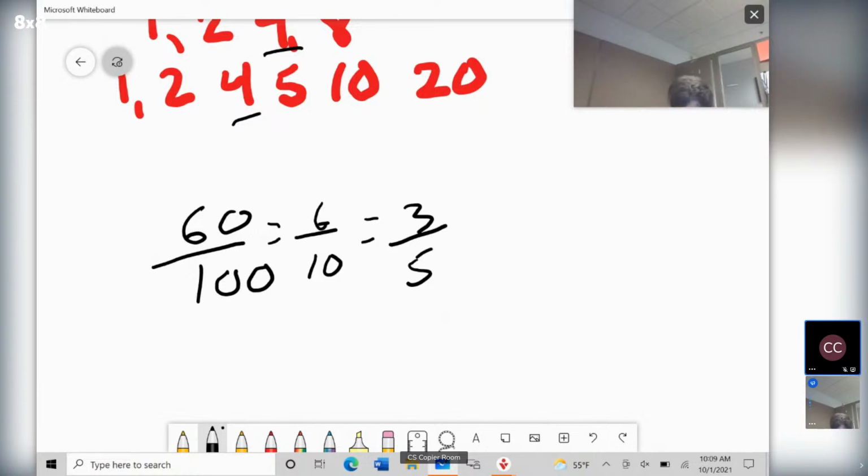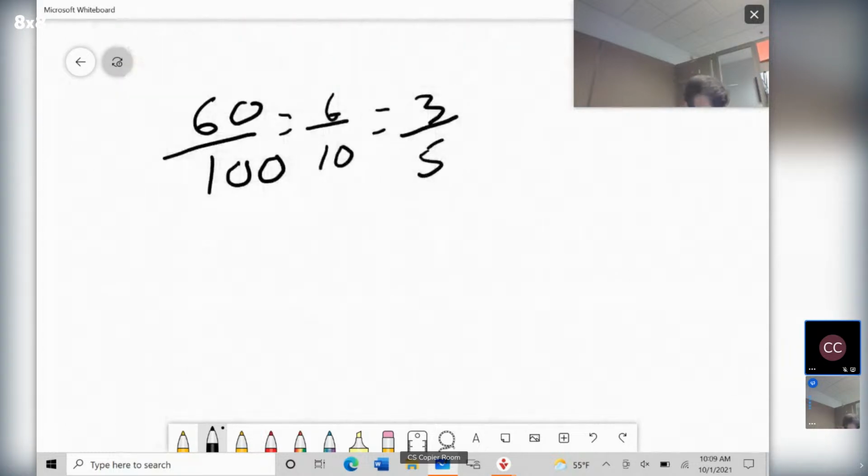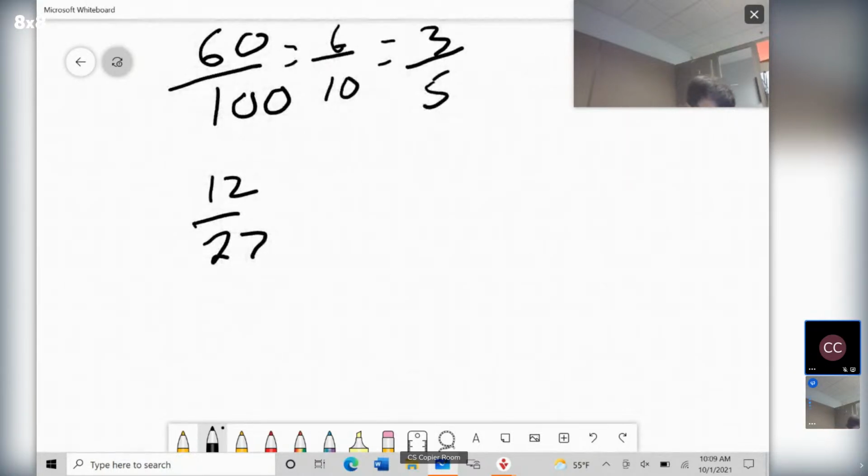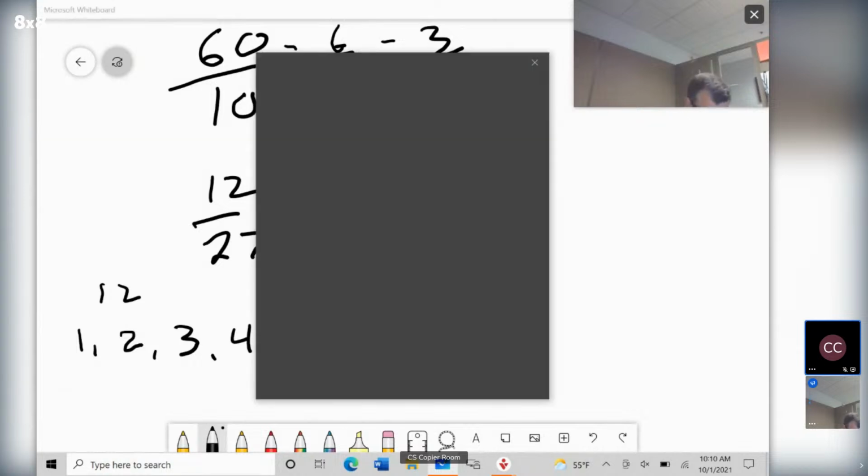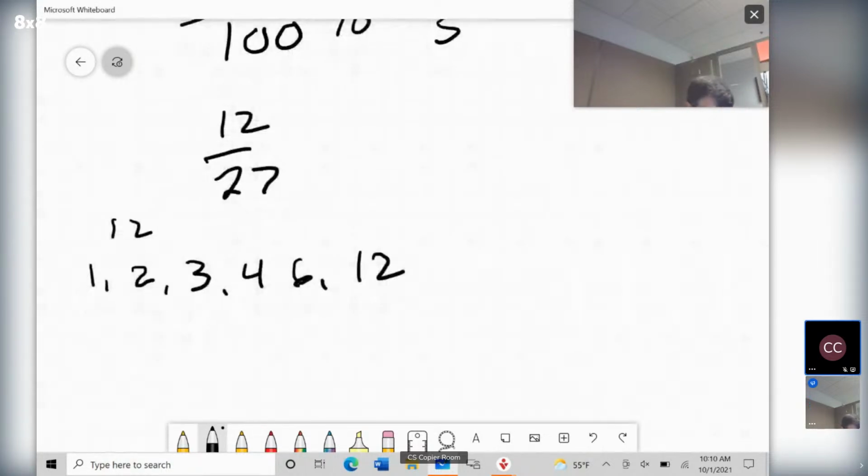Okay, let's do another one here. If we do 12/27, let's do the factors of 12, just so we're clear here. So for 12, we know 1 goes into 12, 2 goes into 12, 3 goes into 12, 4 goes into 12, 6 goes into 12, and 12 goes into 12. Then for 27, we know 1 goes into 27, 2 doesn't, because 2 is an even number. We know 3 goes into it. 4 won't, 5 won't, 6 won't, 7 won't, 8 won't, 9 will, because 3 times 9 is 27.